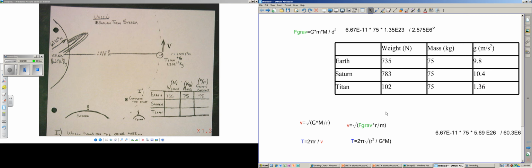So this is how you go about completing the mass weight chart. Use Newton's law of universal gravitation, and then you just simply divide it by the mass to get the gravity constant.